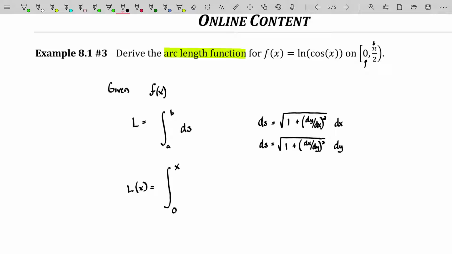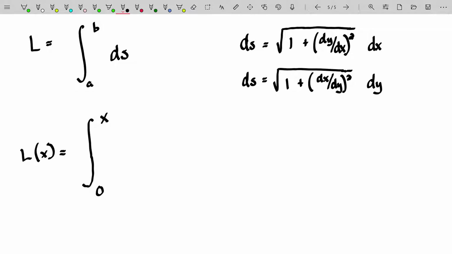Now you should know from your Calc 1 material that you cannot have a limit of your integral be the same value that you're integrating with respect to. This is a no-no right here. That is very bad news. You cannot do that. Therefore, we're going to have to integrate with respect to a different variable.